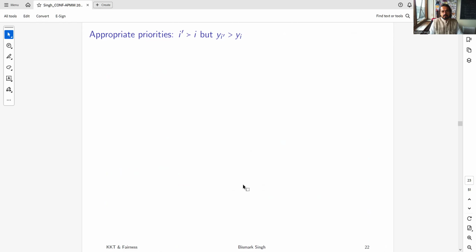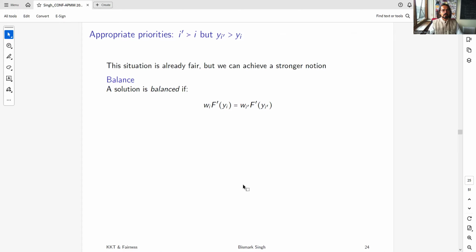What happens in the other case of appropriate priorities? So i prime has a priority over i, and the final coverage is also larger. So this setting is already quite fair, but we could develop something that's a stronger notion of fairness then. So we need a couple of definitions. So a solution will be known as balanced if it satisfies this proportionality condition, that the weights are inversely proportional to the partial derivatives of the objective function.